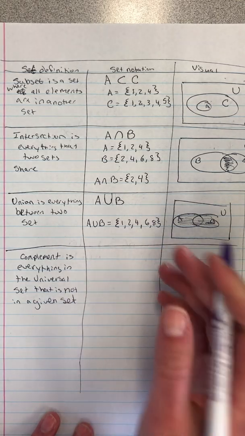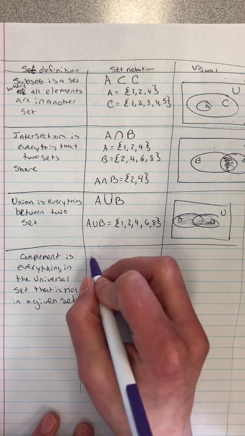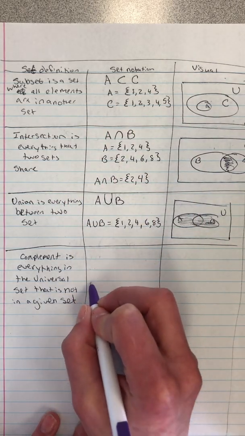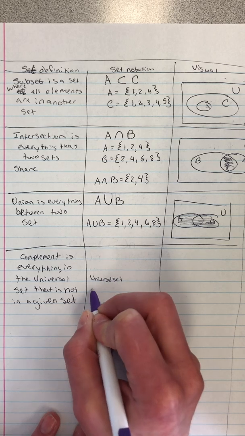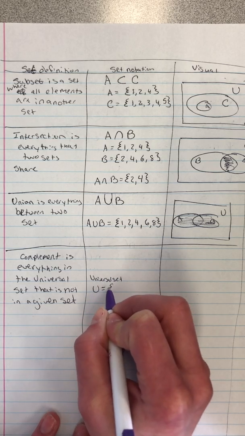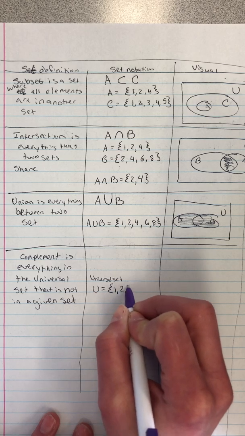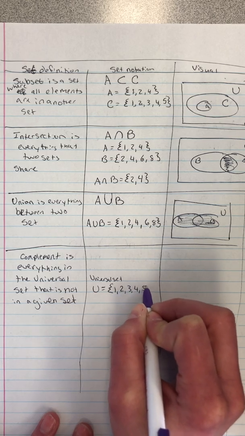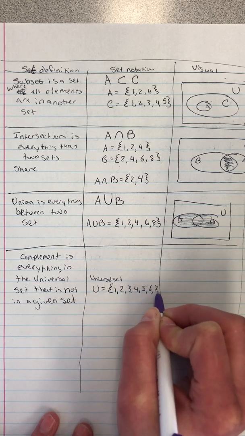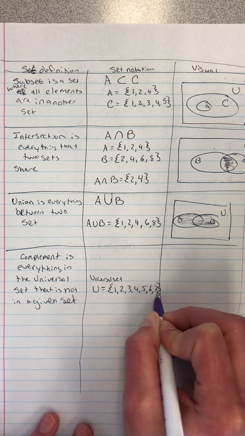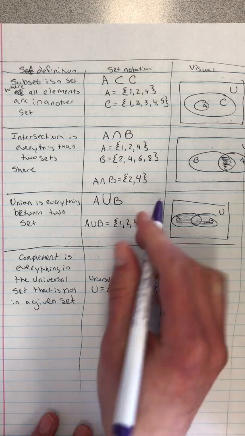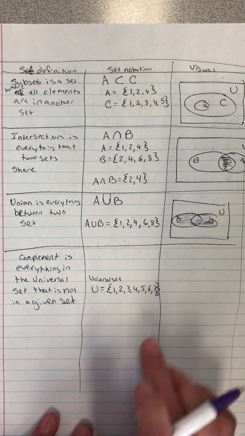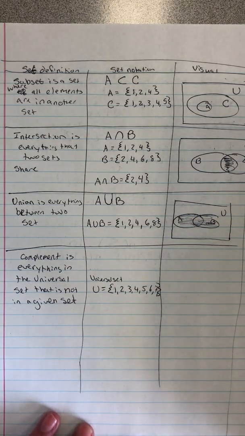So an example for our universal set, let's say my universal set, I'm going to write it down here, is 1, 2, 3, 4, 5, 6, 7. Let's stop at 7. Nah, it's fine. 1 through 7 is my universal set. That is everything I'm looking at.